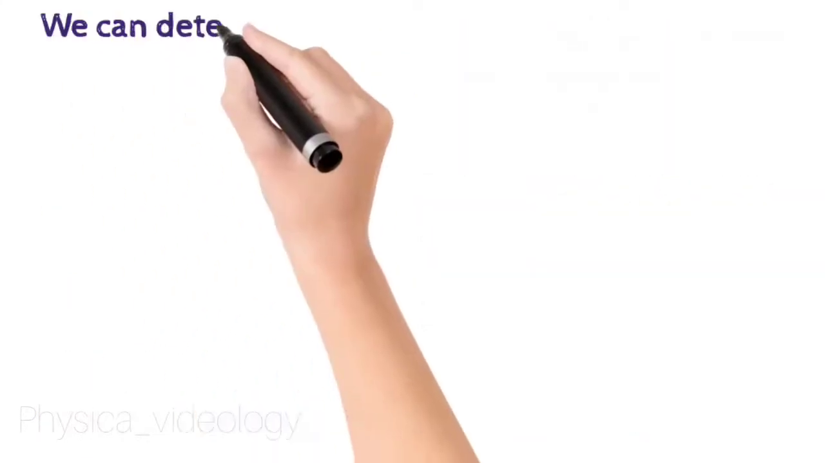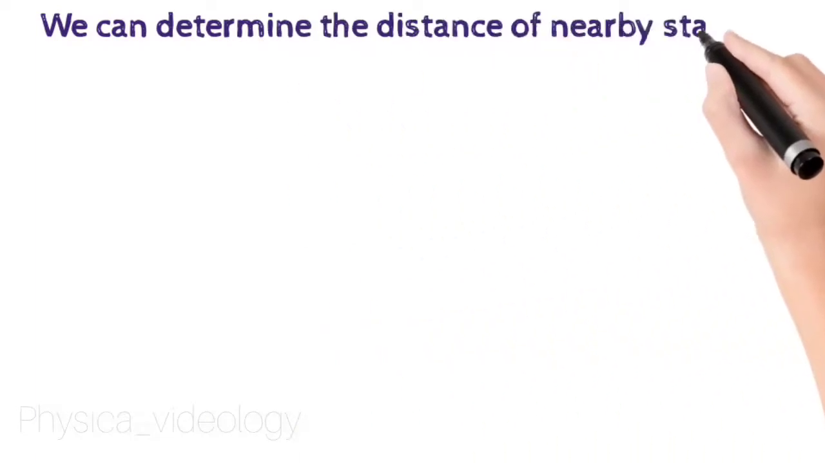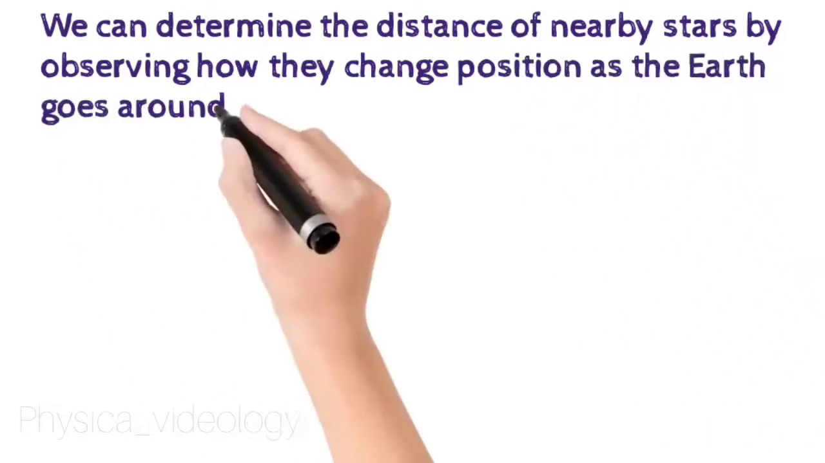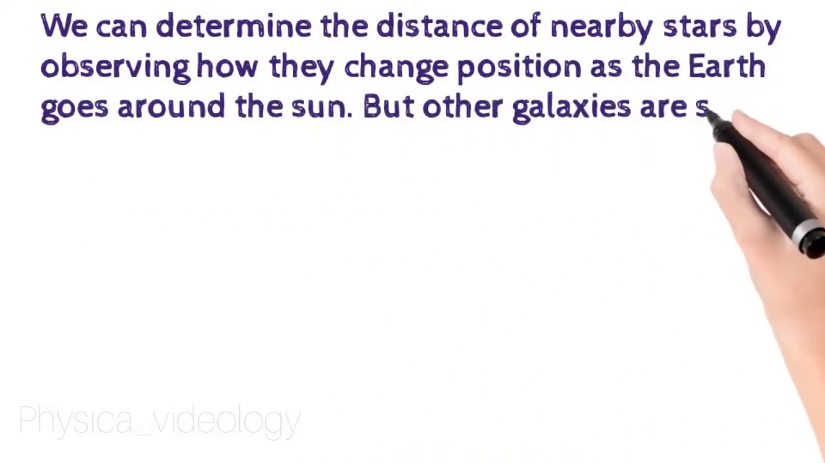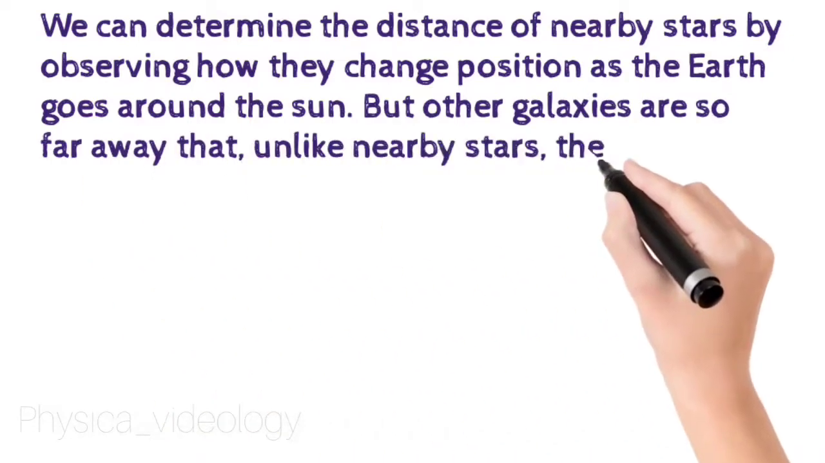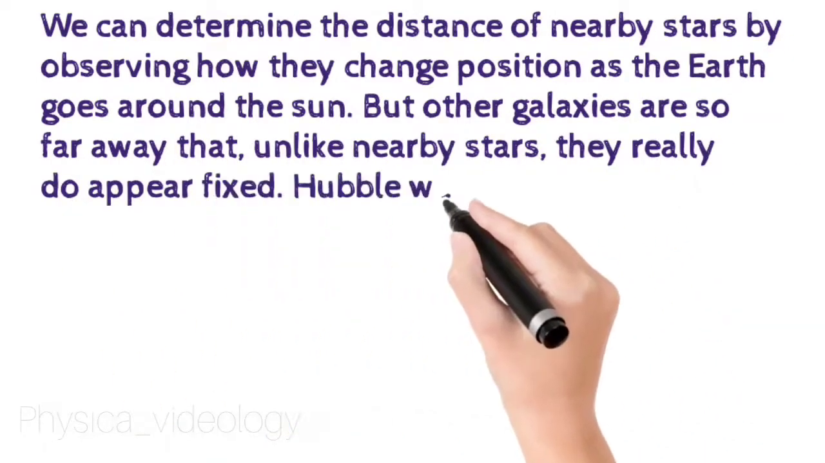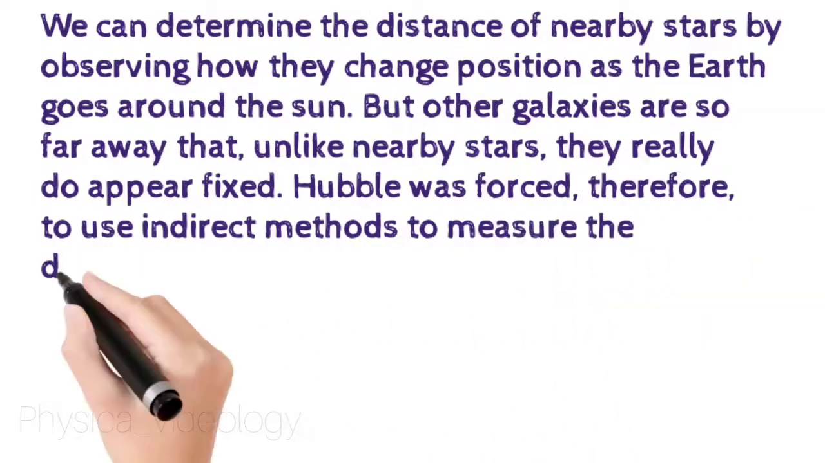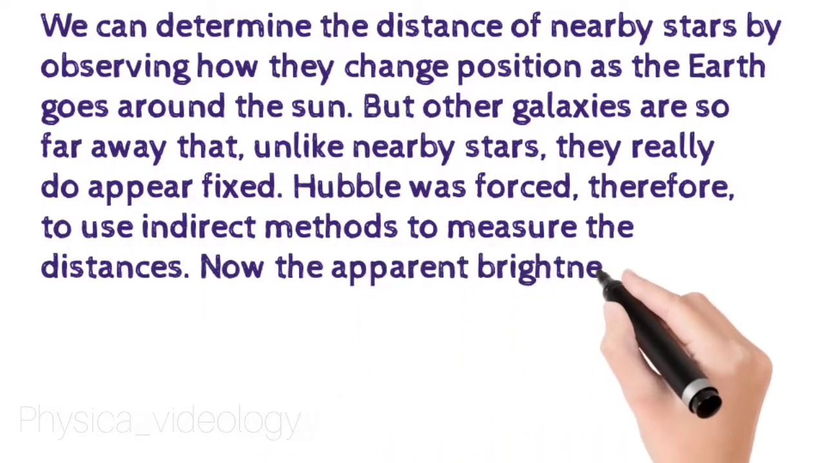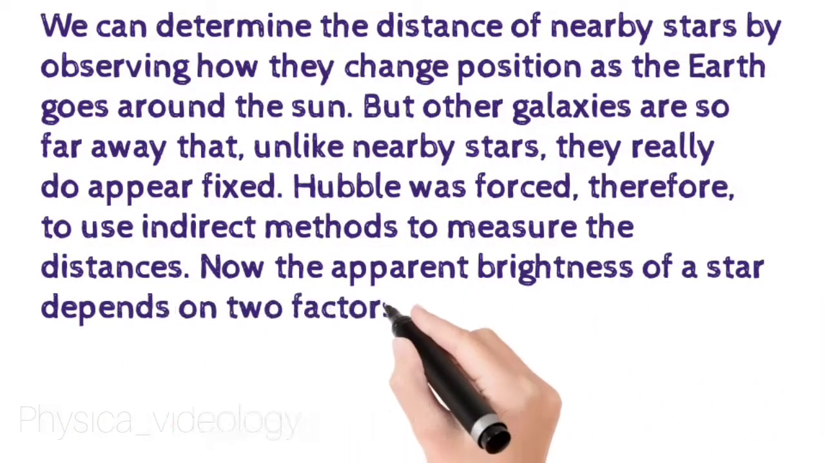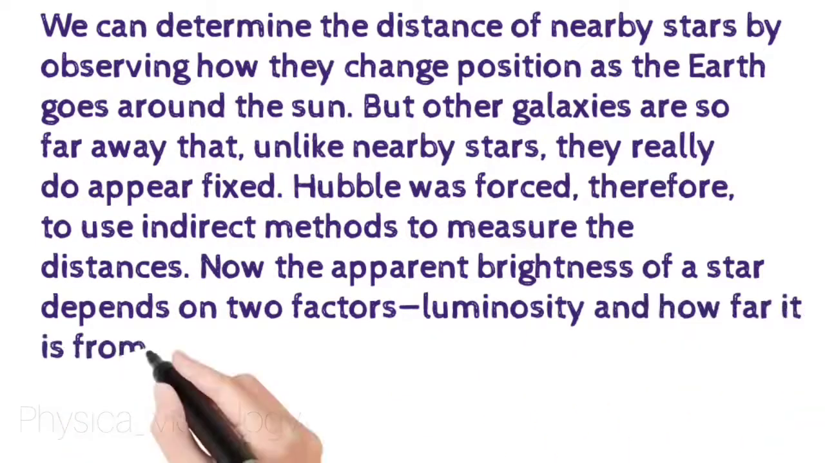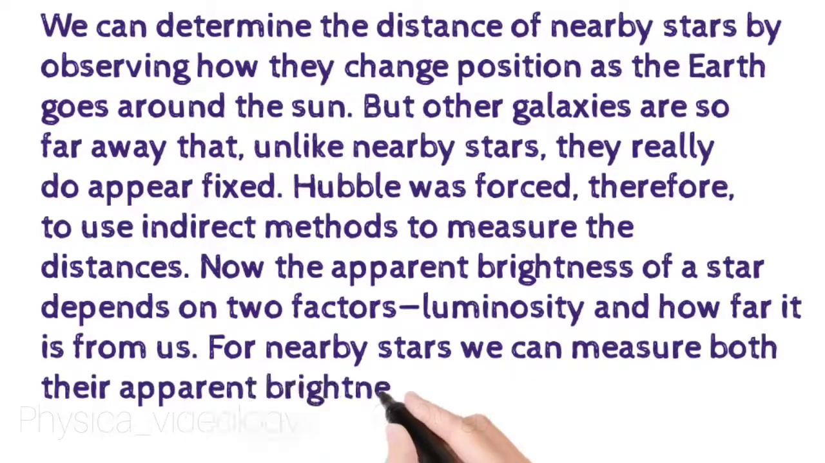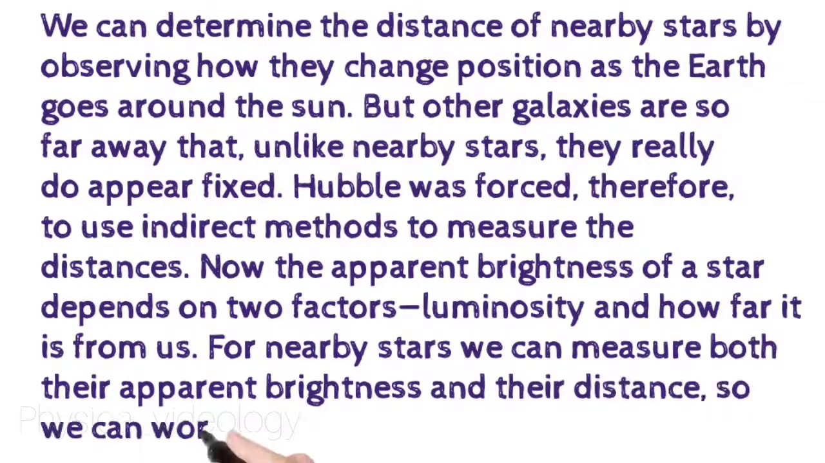We can determine the distance of nearby stars by observing how they change position as the Earth goes around the Sun. But other galaxies are so far away that, unlike nearby stars, they really do appear fixed. Hubble was forced, therefore, to use indirect methods to measure the distances. Now the apparent brightness of a star depends on two factors: luminosity and how far it is from us. For nearby stars we can measure both their apparent brightness and their distance, so we can work out their luminosity.